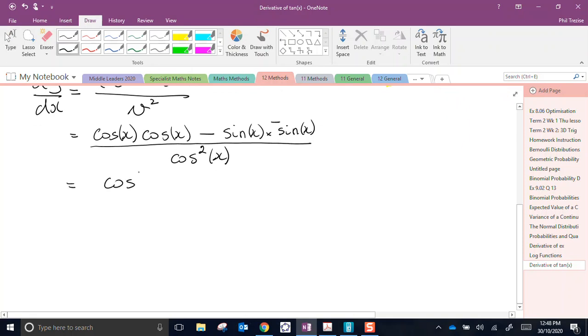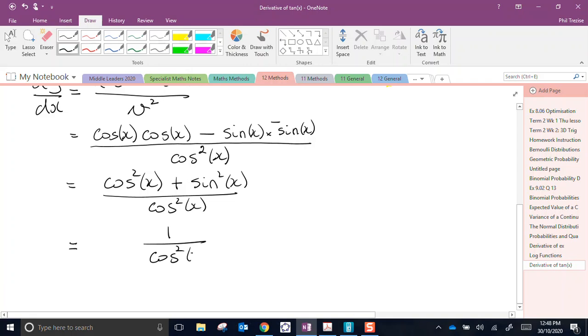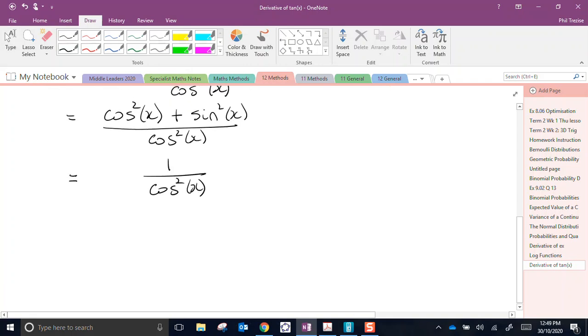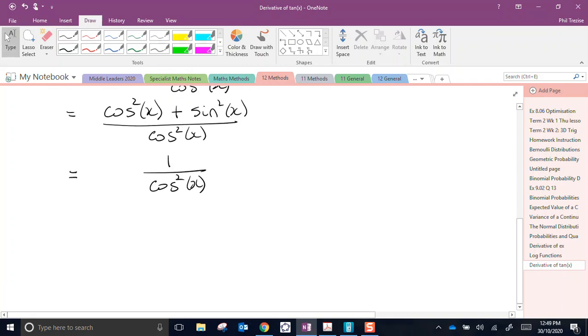Now let's make all this a bit neater. Cos squared x plus sine squared x over cos squared x. That's the negative by the negative became the positive. I think we can see that the numerator is the Pythagorean identity. So this is 1 over cosine squared x. That's the derivative of tan.